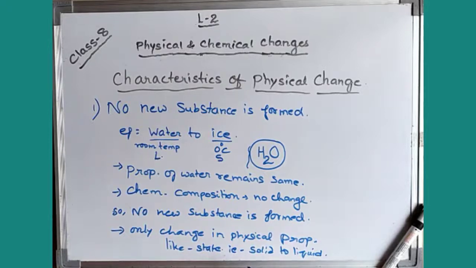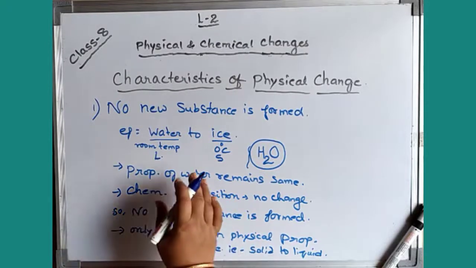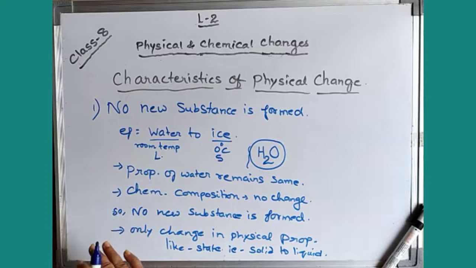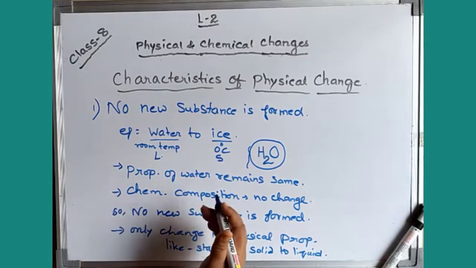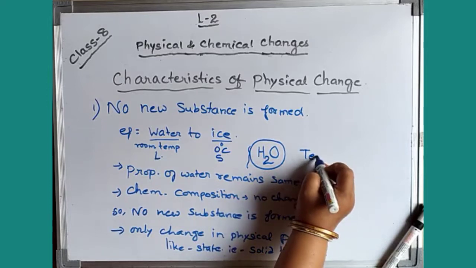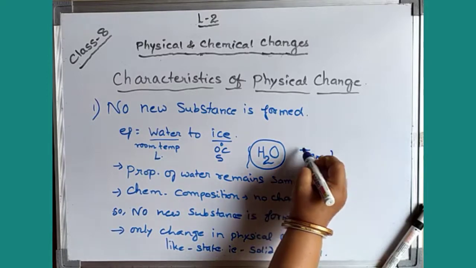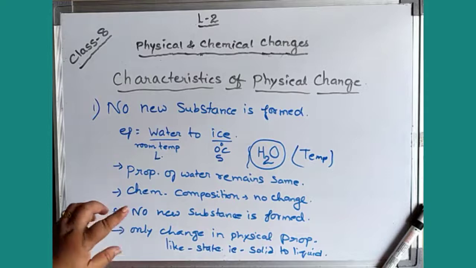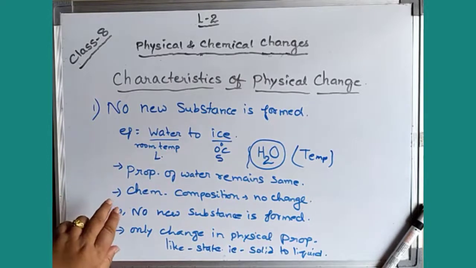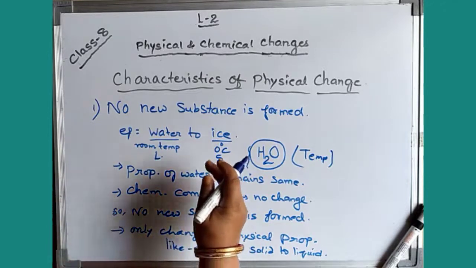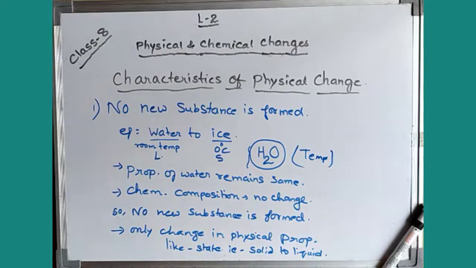When do we get this change? When we slightly change the condition by which it requires to be changed. What is the condition we put here? We put the condition, that is the temperature. When we increase the temperature, it comes back to liquid state. When we decrease the temperature, that is 0 degree or below 0 degree, it comes back to solid state, that is ice. Now let us go to the second point.